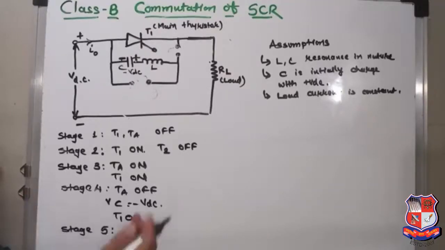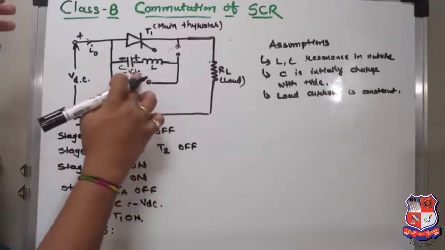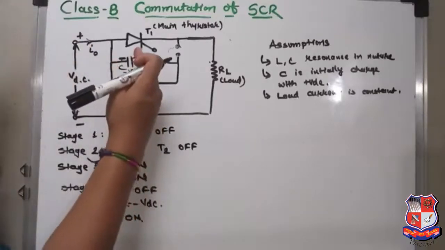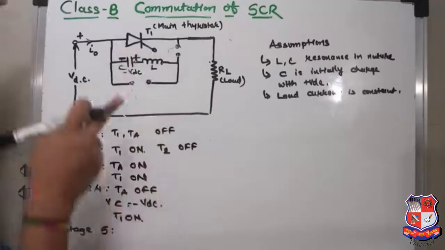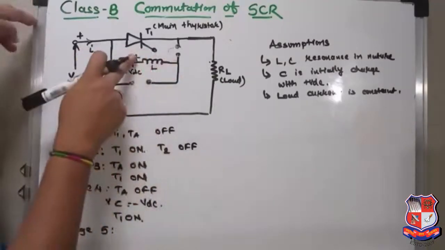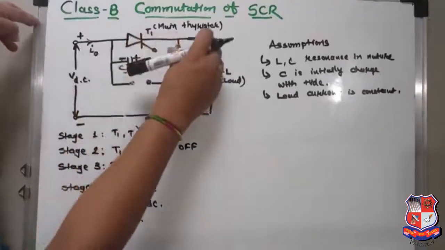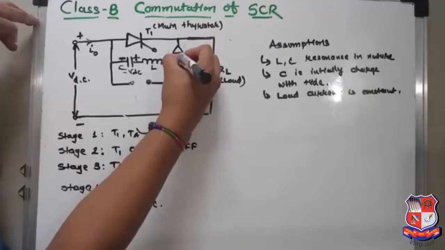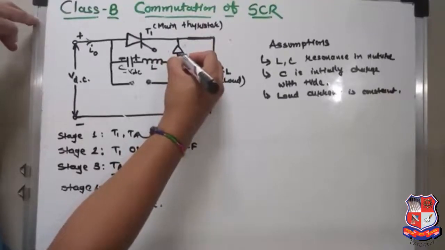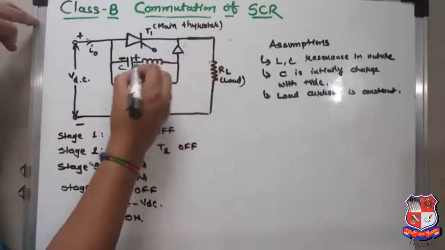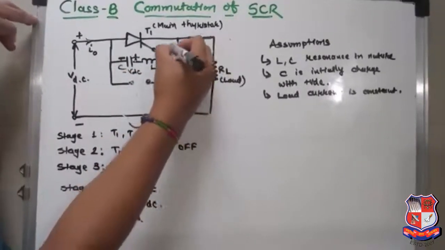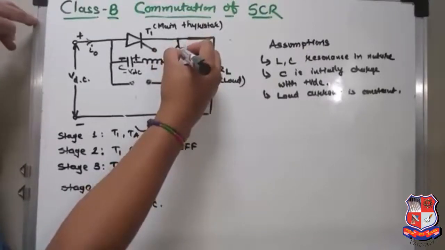Now in stage number 5, what will happen? See here, the capacitor is now oppositely charged, with the right-hand side plate positive with respect to the left-hand side. This positive is seen by the diode. As the anode of the diode gets the positive, the diode is now forward biased, and it comes into the conduction mode.